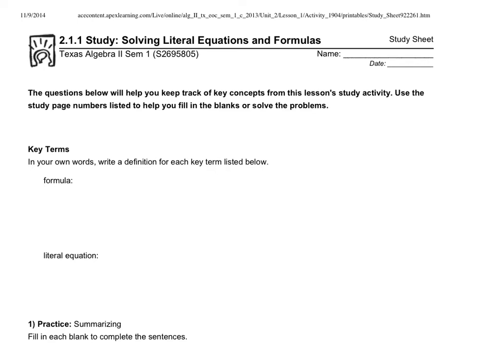So the most basic part of Algebra 2 that you're going to need to know is how to solve equations and how to manipulate equations. And so just to begin, we need to do some basic definitions.